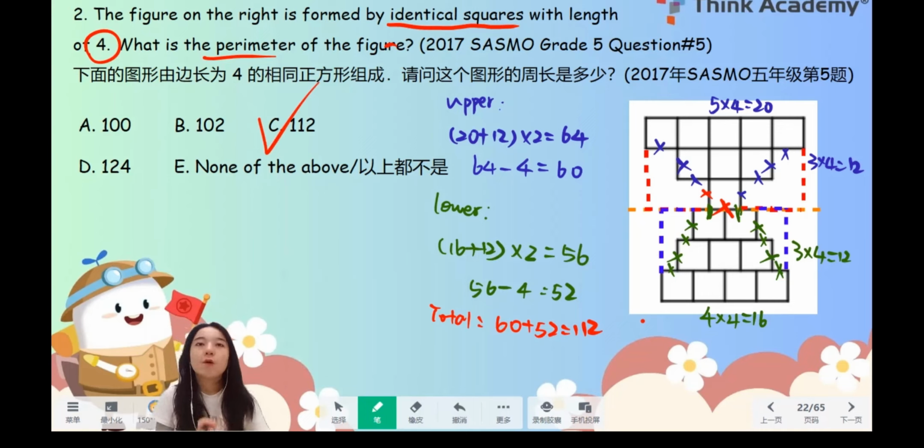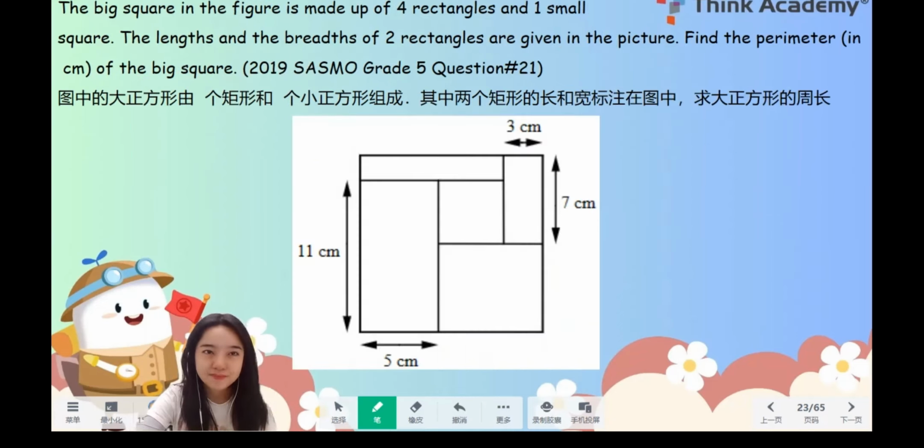Decide your target. What regular shape do you want to make? And then check how many sides should be moved. Are there any extra sides we need to add? Or is there any side we need to take away? In this way, you can solve the perimeter really efficiently.